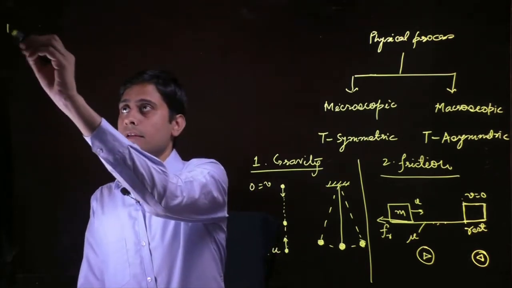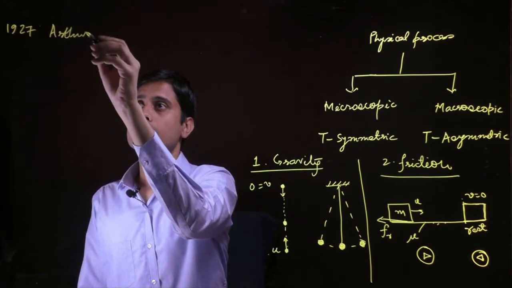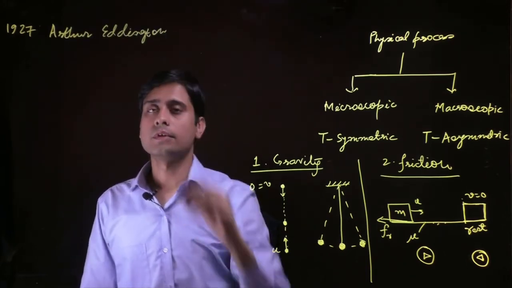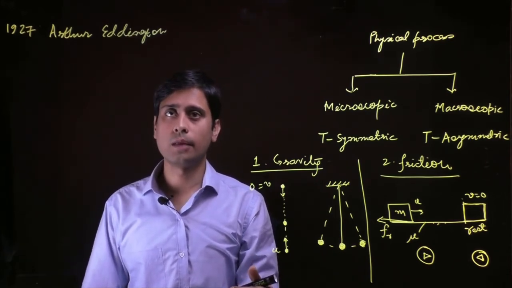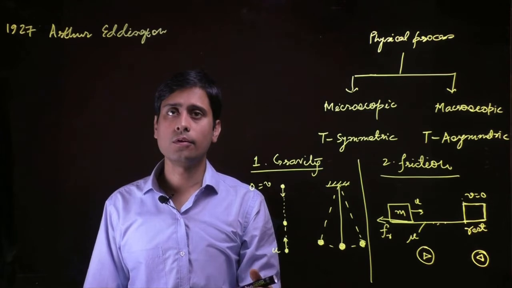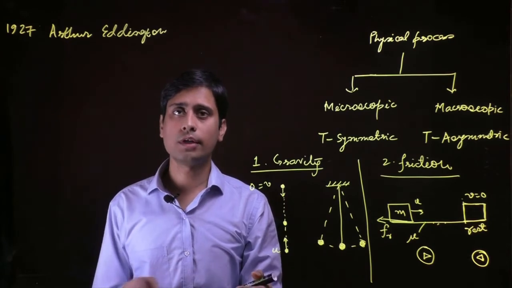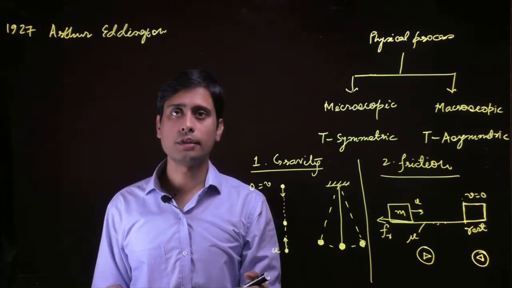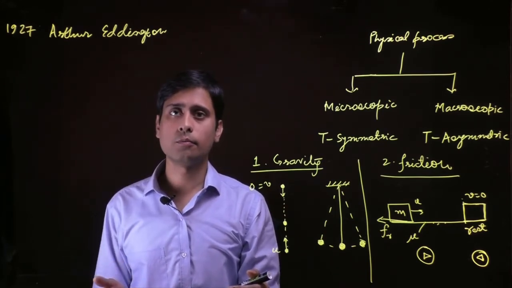So in the year 1927, Arthur Eddington conceived the idea of the directionality of time or the asymmetry of time, and he found that there is no similar analog of time in space. In space we can move forward and backward, but these things are not found in case of time. In time we can only move in forward direction, not in backward direction.